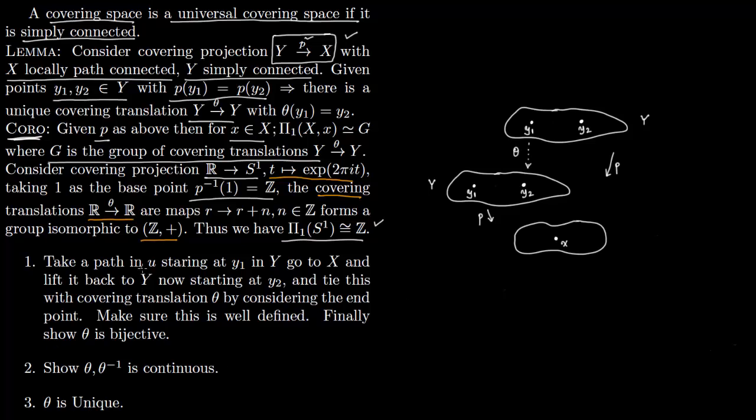So first, we are going to do this in 3 steps. The first part is we are going to define this map theta, and we are going to show theta is bijective. The second part is we are going to show theta and theta inverse are continuous, and the third part we are going to show is theta is unique. So let us start.